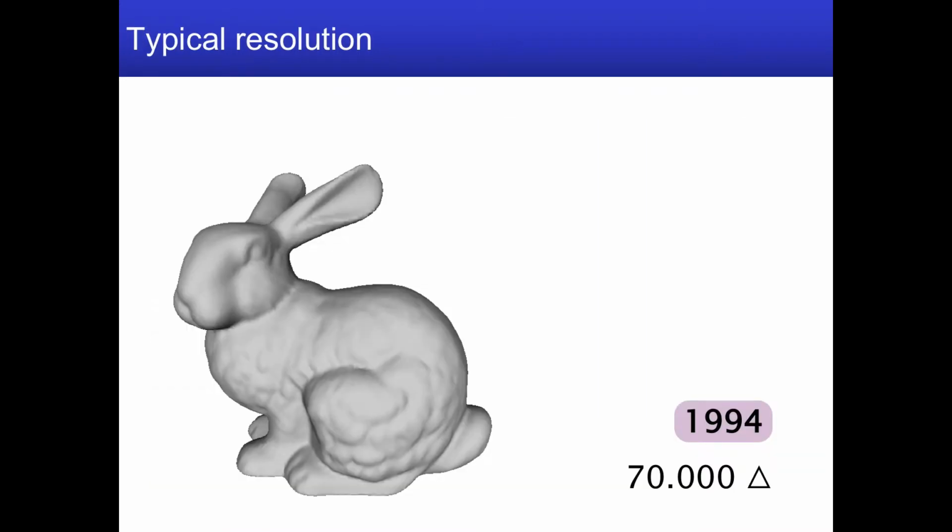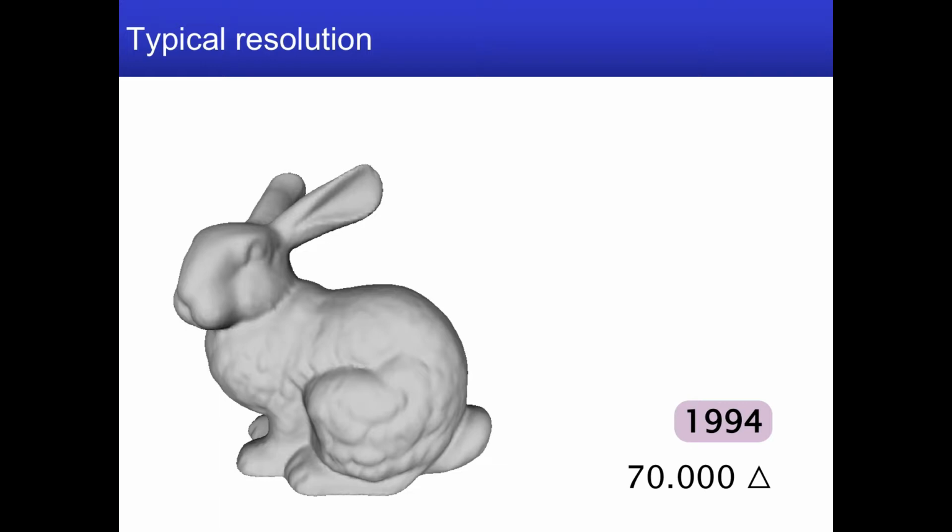Okay, so what is the typical resolution of a mesh? Back in 1994, there was this famous mesh that was scanned, and you will see it in all papers of computer graphics. It's called the Stanford Bunny. Why? Because it was acquired with a 3D scanner at Stanford, and it had about 70,000 triangles.